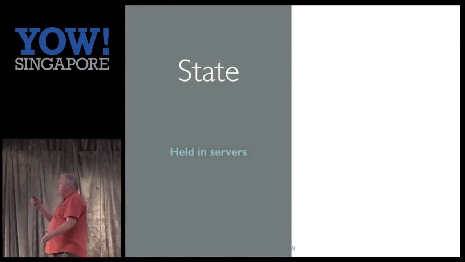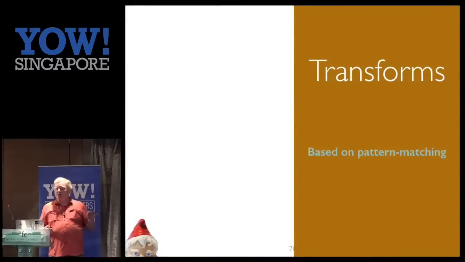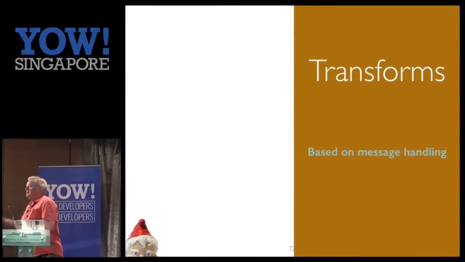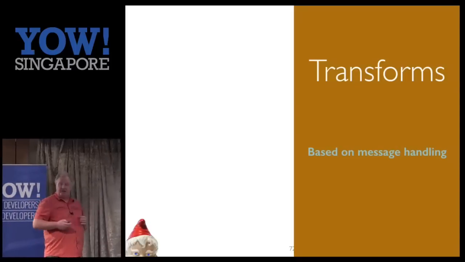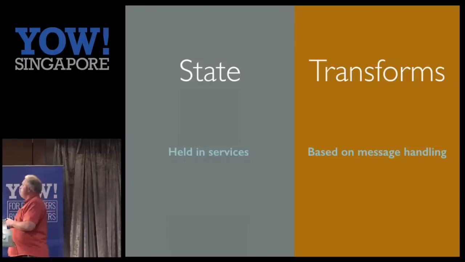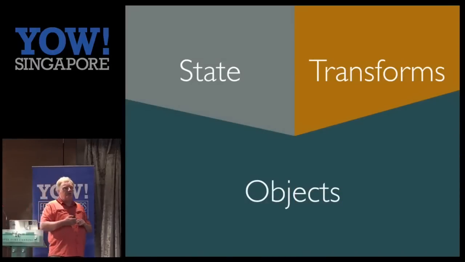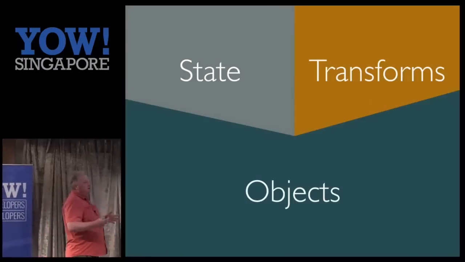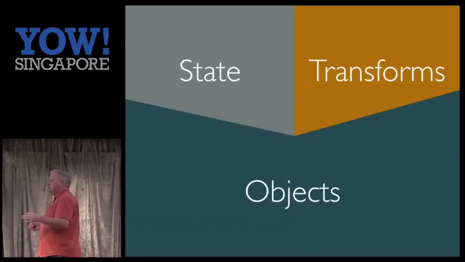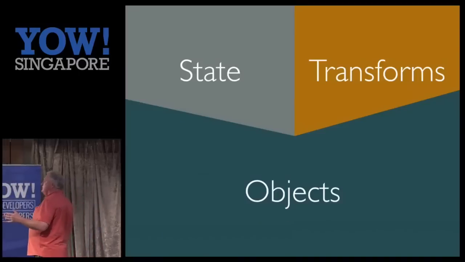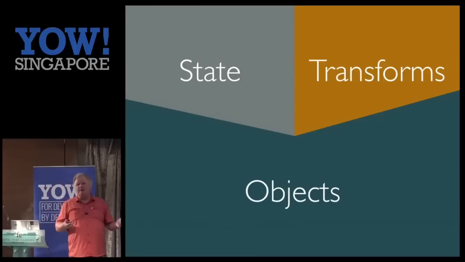So we have state held in our servers. We know that we can write our program using transformations, and those transformations are invoked by message handling, by pattern matches. So what we end up with is we have our state, we have our transformations, and so we have objects. The cool thing about this is that over the last 20, 30 years, we've learned a lot about how to program using objects. We have a whole bunch of suggestions on how to structure our code well using objects.